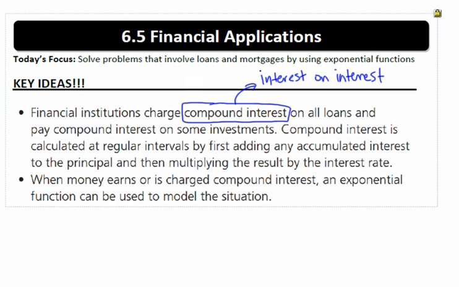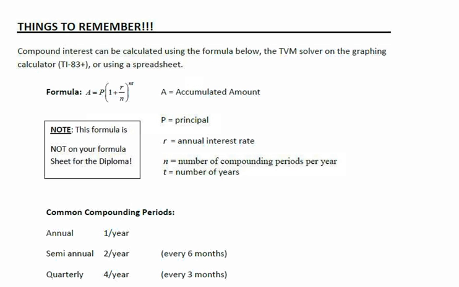Usually interest on interest can be charged monthly, weekly, bi-weekly, or semi-annually. What do you think semi-annually is? Every 6 months, twice a year. Annually is yearly. And so that's good old compound interest.